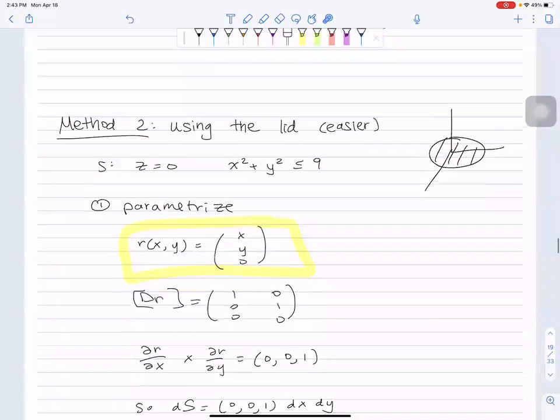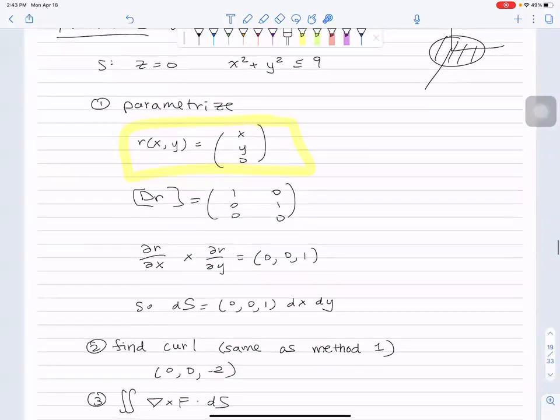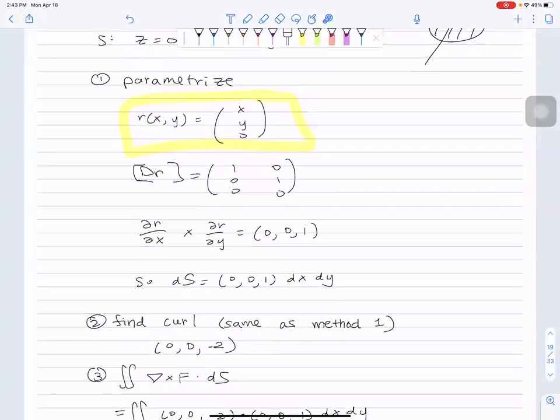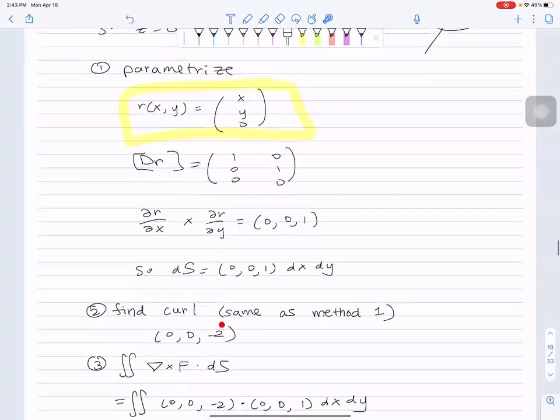And so for our steps, parameterize, we need to find ds. So I parameterized it as this, took the Jacobian, did the cross product of our two columns to get 0, 0, 1. And now we know what d capital S is. It's 0, 0, 1, dx, dy. Second step, we need to find the curl. Well, it's the same as our method 1, so I just rewrote what we found last time. We got that our curl is 0, 0, -2.